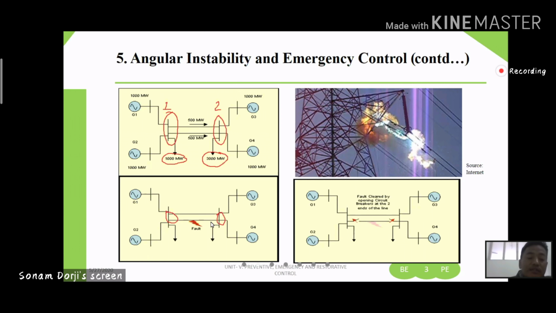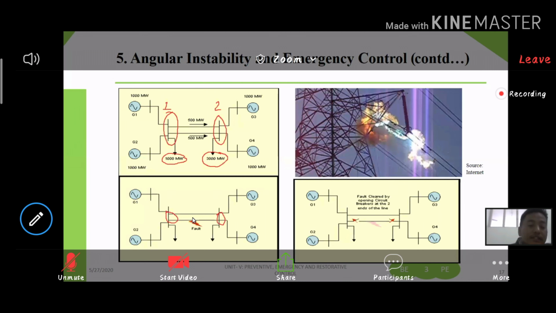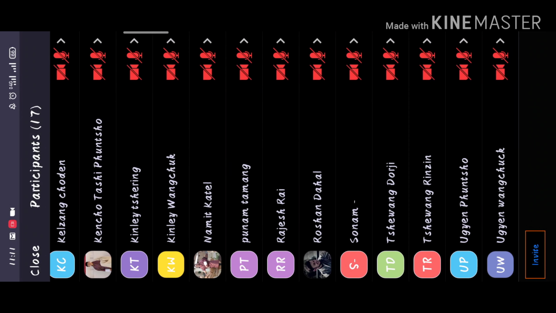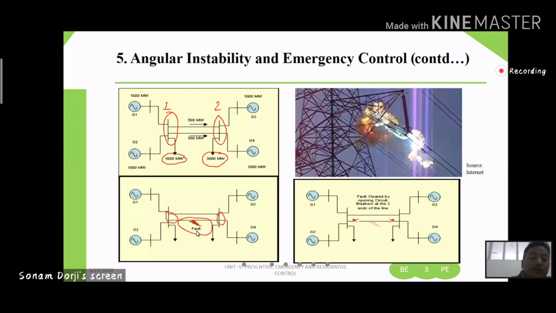The relay at the bus will give a tripping signal to the circuit breaker, and then it will trip off. The line will be isolated, or it will try to clear the fault. The case we have considered here is one fault occurring at the line which is carrying 500 megawatt, not both lines. This fault is sensed by the relays installed at the end of the bus, which gives a tripping signal to the circuit breaker, and this line will trip off.